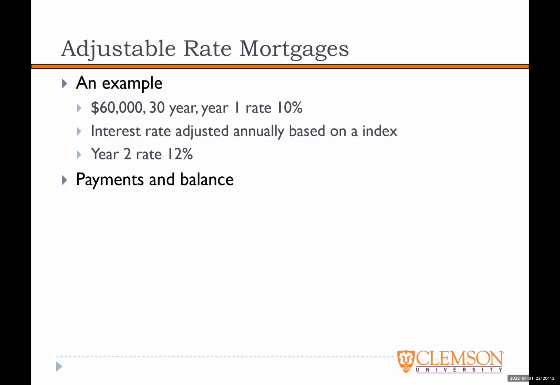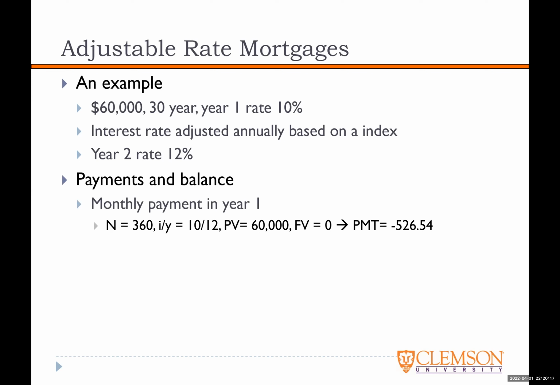Okay, now let's calculate the payments and balance. Let's begin with year one. So the calculation of year one's monthly payment is identical to calculating the monthly payment of a fixed rate mortgage for 10% annual rate. So we know that the number of payments is 360 for 30 years. The monthly interest is 10 divided by 12%. The present value, which is the loan amount, is $60,000.